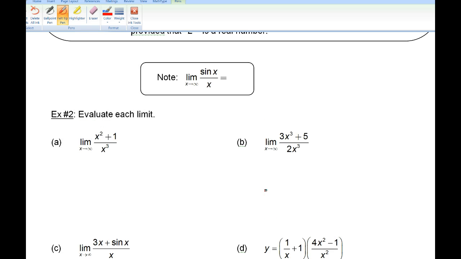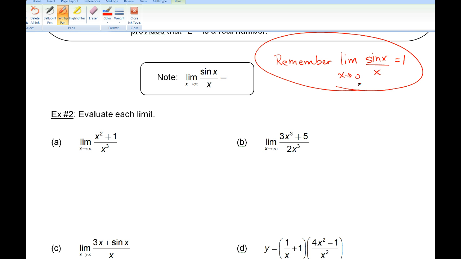Okay, we had the limit of sine x over x. Remember, we had the limit as x approaches 0 of sine x over x was equal to 1. That was something that we had in the previous section. In this one, however, we are looking at what happens as x approaches infinity.